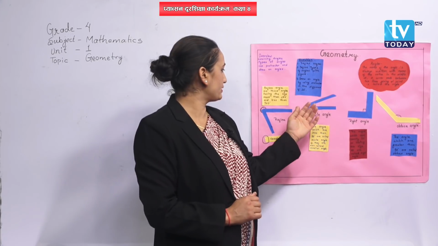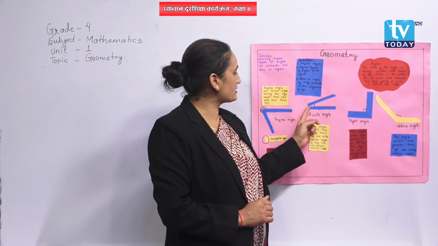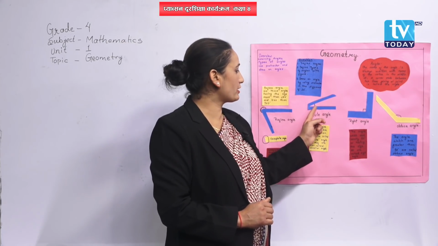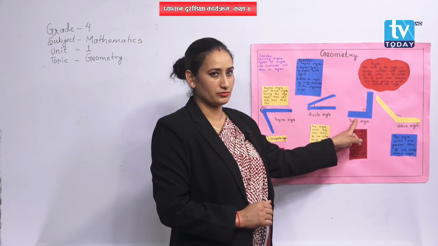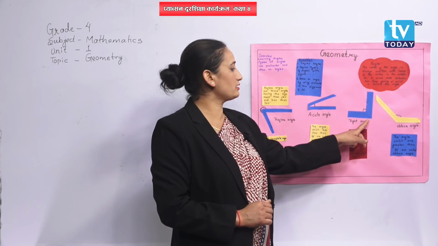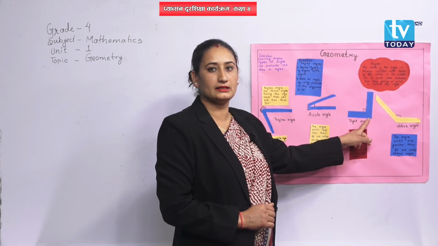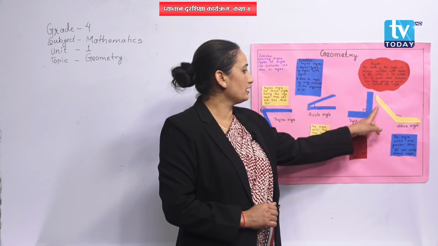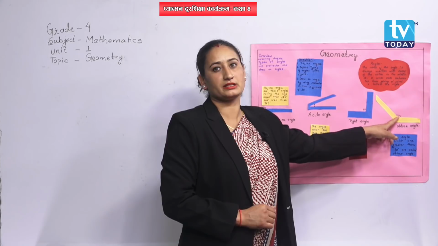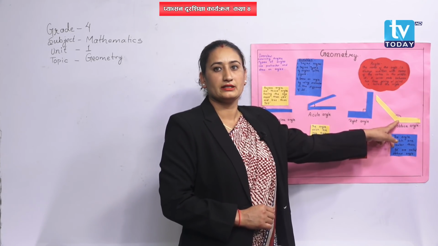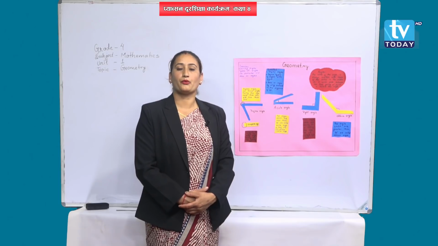We can see from here, when these two straight lines meet in a single point, this only one point, then we call it an angle. Now next, these two straight lines are also meeting in a single point, and this point is known as an angle. Very good. Here also, two straight lines are there and they are meeting in a single point. This is known as an angle.